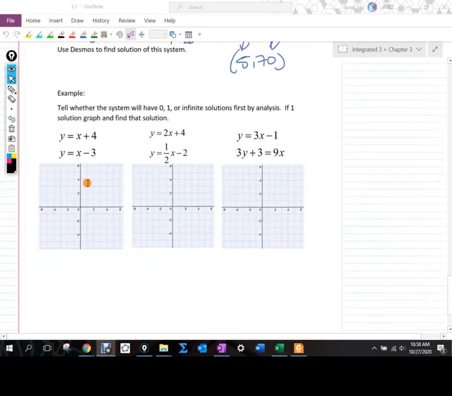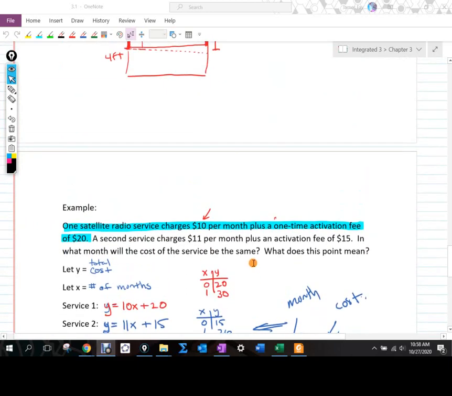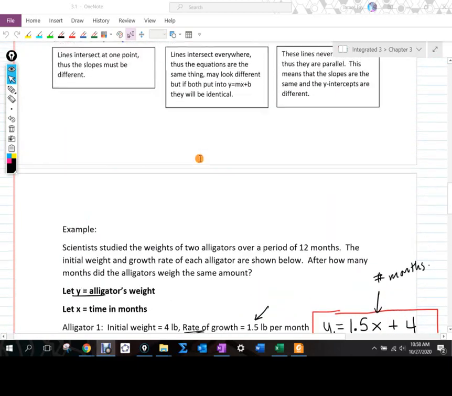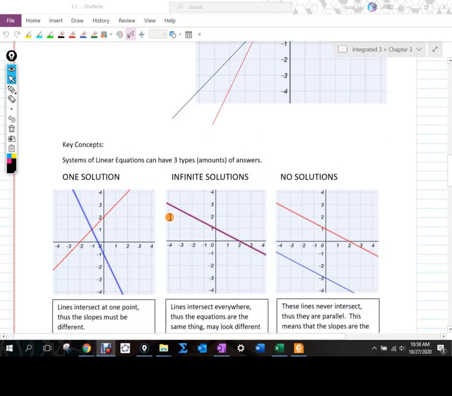All right, so yesterday we were talking about determining whether we had one solution, no solutions, or infinite solutions on two lines intersecting, okay? And we're doing this graphically. We talked about parallel lines, and we said that the slopes had to be the same, okay?